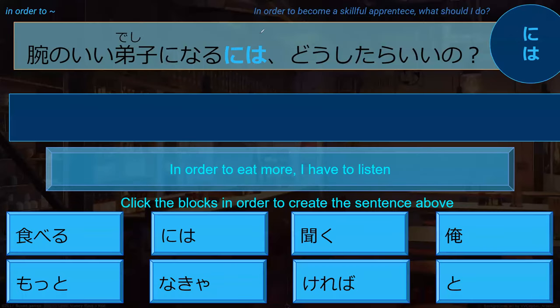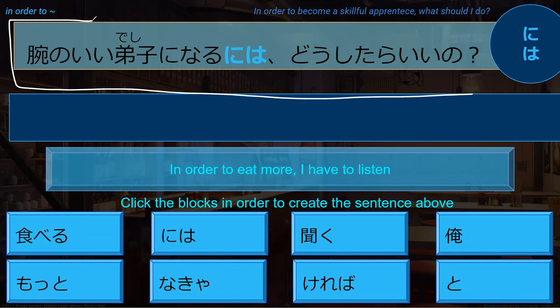So niwa has many meanings. There's the normal meaning where you're adding wa to ni or things like that. This right here is a different use of niwa that's like its own grammatical point that means "in order to." For example, can you read this sentence up here for me?